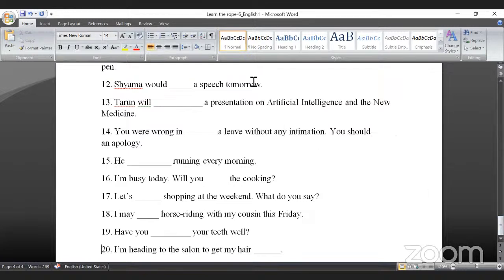Yeah, Naren, please go ahead. Madam, in an exam or somewhere, if no delexical verb is given, in that case, for "have you dash your teeth well?", can we use "brush your teeth well"? Of course, you can do that.